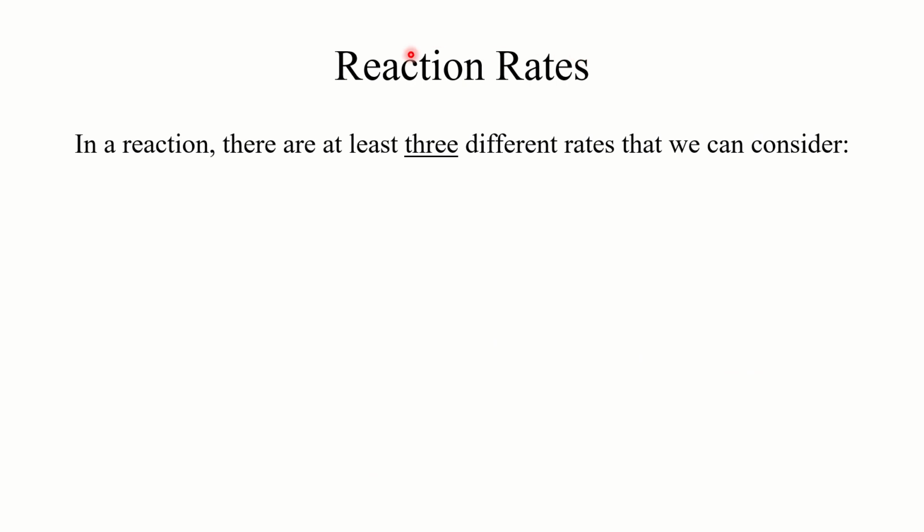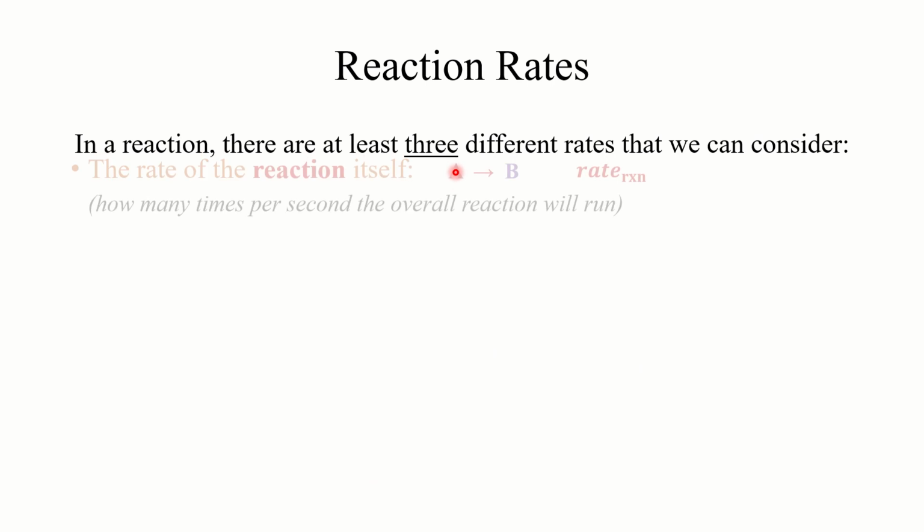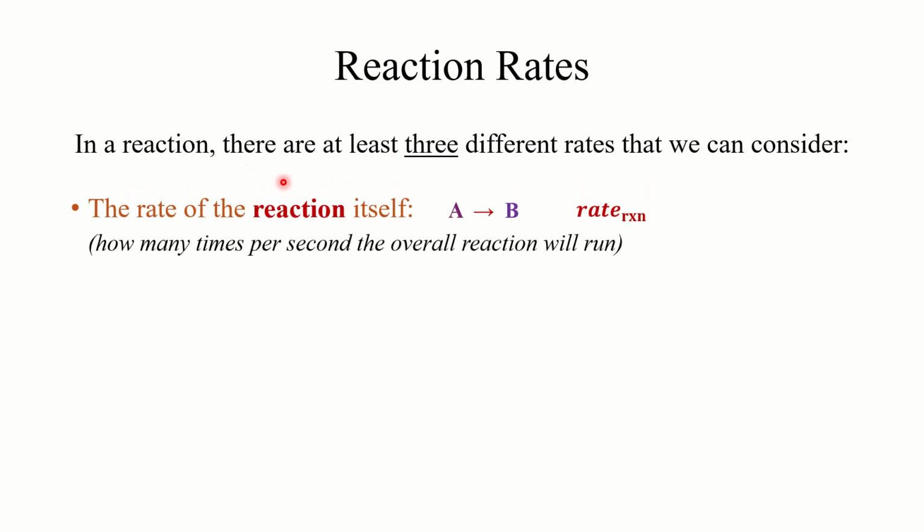Now we're going to discuss reaction rates. In a reaction, there are at least 3 different rates we can consider. First, there's the rate of the reaction itself. This is just how many times per second the overall reaction will run. Let's say this reaction runs, maybe every second there's 10 cycles of the reaction. So in every second, 10 molecules of A are converted to 10 molecules of B. Then we could say the rate of the reaction is 10 per second, so to speak. So the reaction itself has a rate defined as rate reaction.